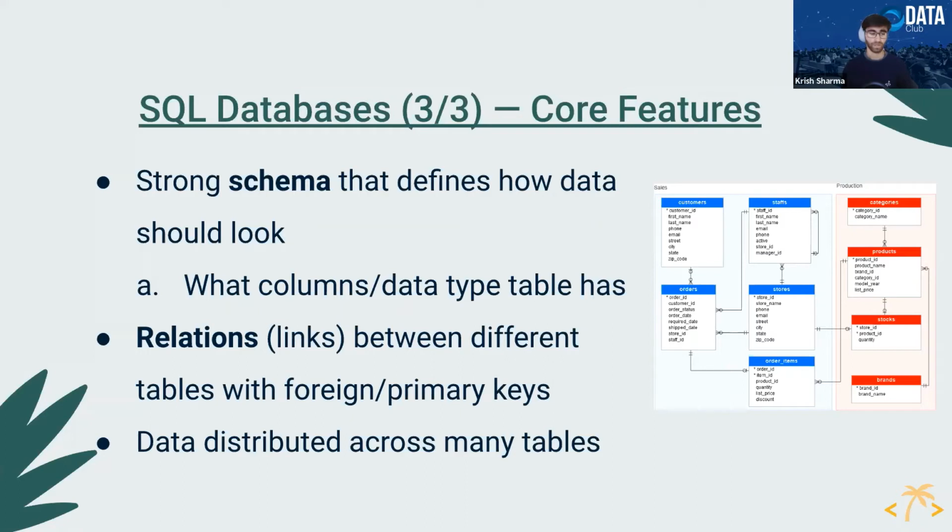Now, what we are able to do then is also specify these relations between different tables using foreign and primary keys. So primary keys are always fields that are guaranteed to not be null.